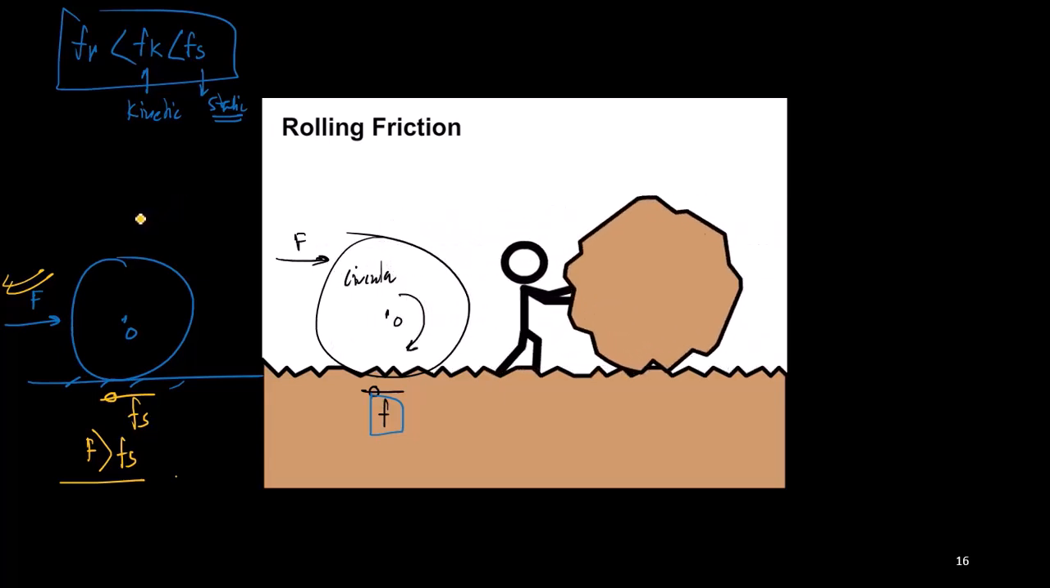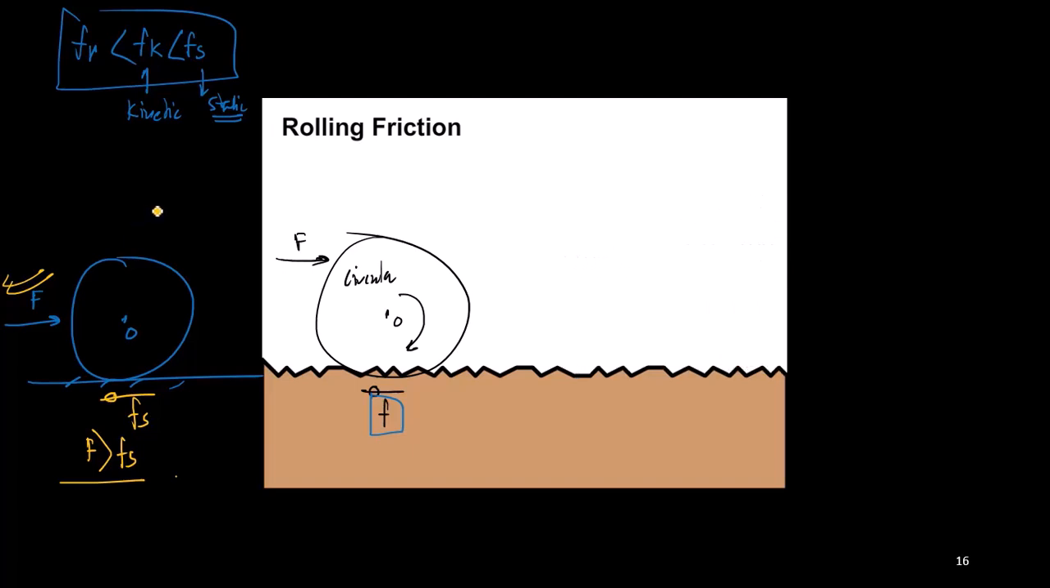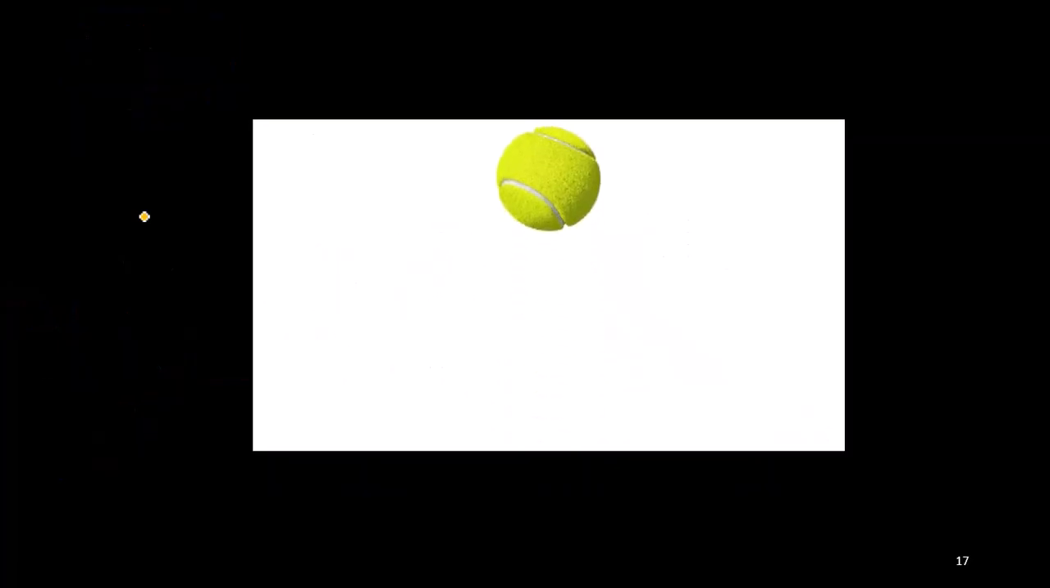If the object is not circular, you cannot roll it. So for a circular object, the concept of rolling is there, and I understand that the rolling friction is less than the static friction.